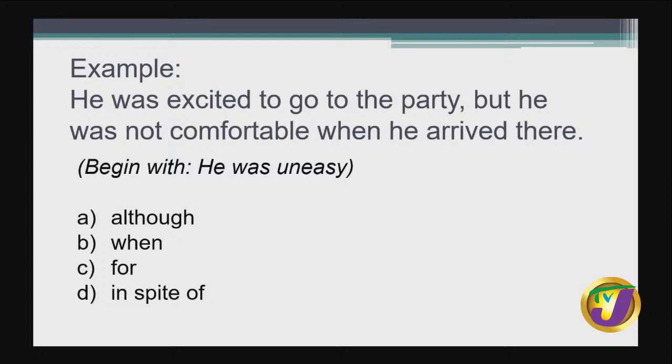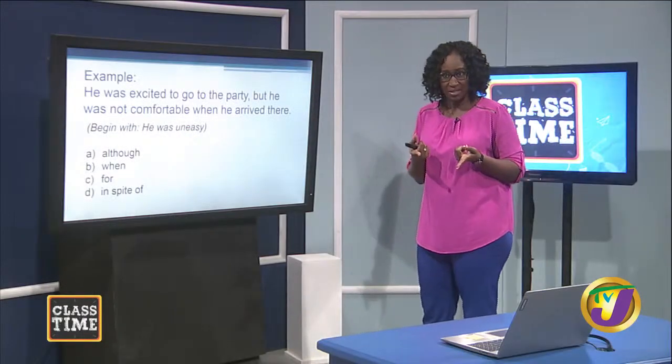Now notice your prompt now is that you're to begin with, he was uneasy. Now if you look at the original sentence, which section of the sentence aligns with that meaning? He was uneasy. Is it the first part, he was excited to go to the party? Or is it the second part, but he was not comfortable when he arrived there? What part of the sentence has the same idea being conveyed as he was uneasy? The second part. Good.